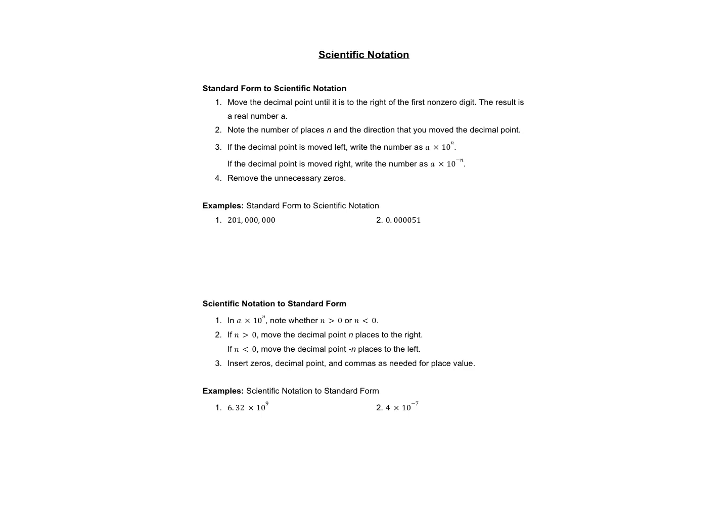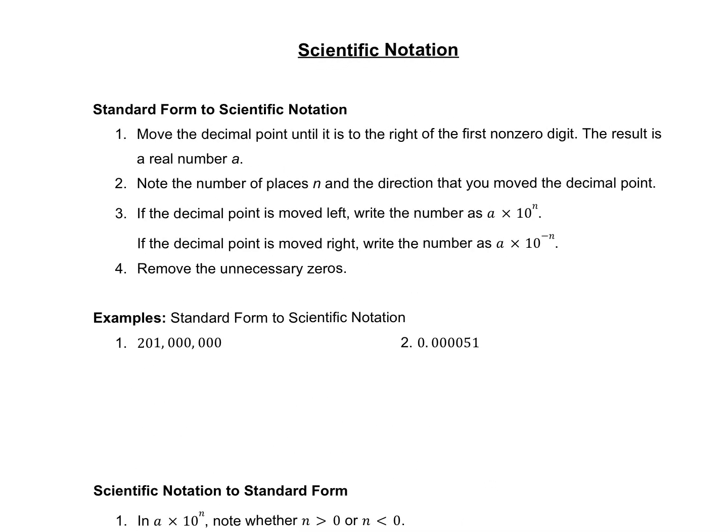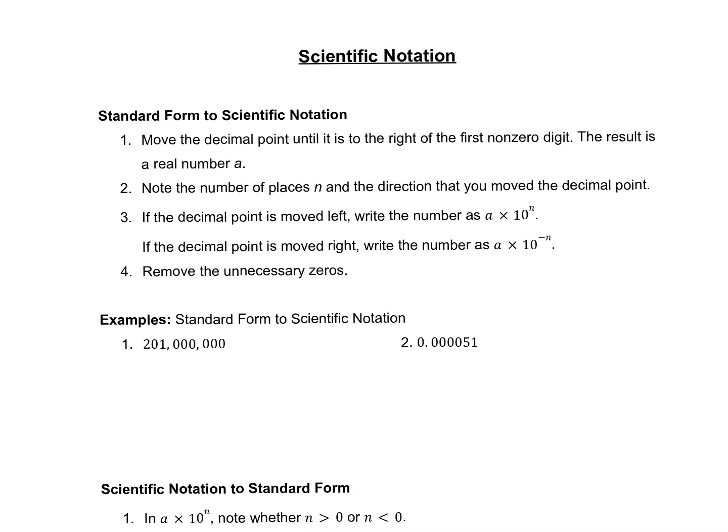So yesterday we started scientific notation. I made more of a little formalized note for you that you can keep and look back at. When we're going from standard form, that means we're going from an actual number, like 5,000 or 2. That's what they mean by standard form, just the normal numbers that are on the number line. So we move the decimal point until it is to the right of the first non-zero digit.